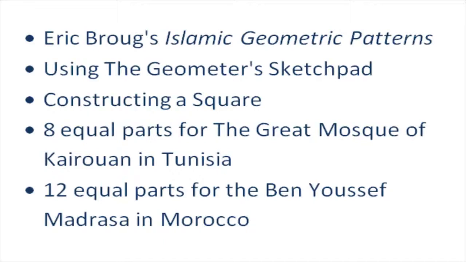The 8 equal parts will be used for a construction seen in the Great Mosque of Kairouan in Tunisia, and the 12 equal parts for the Ben Yusuf Madrasa in Morocco.